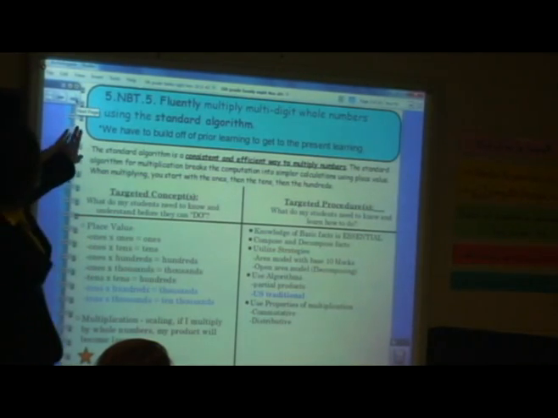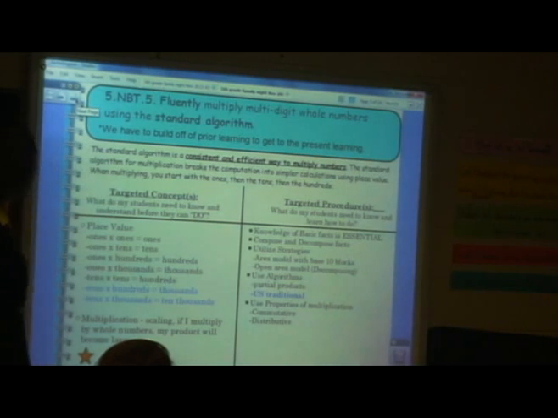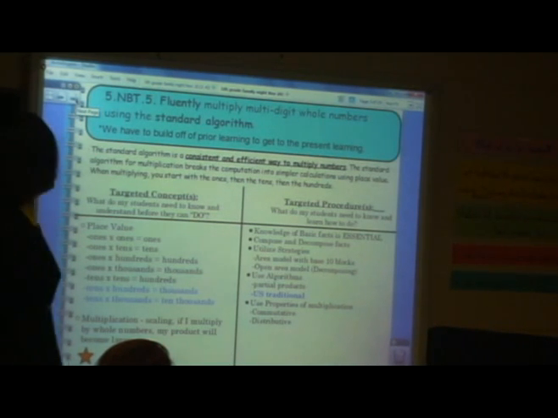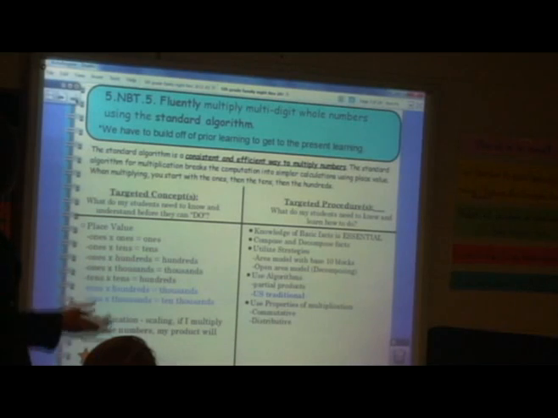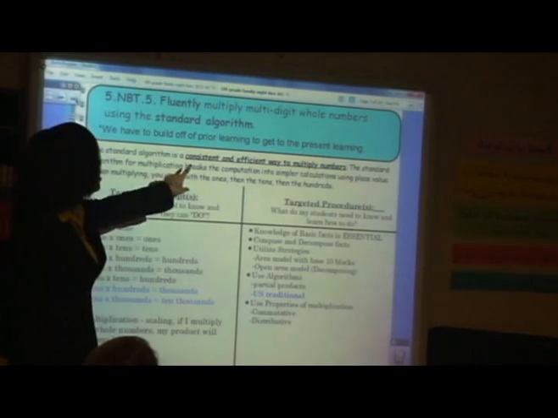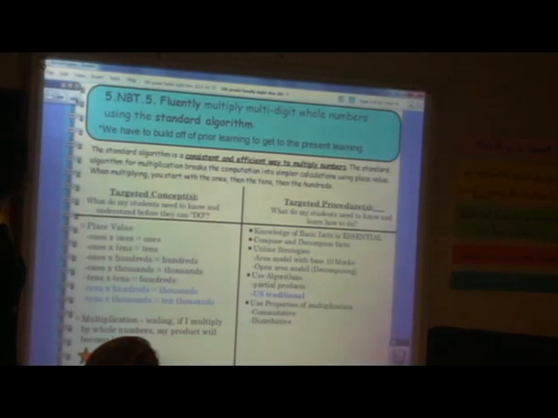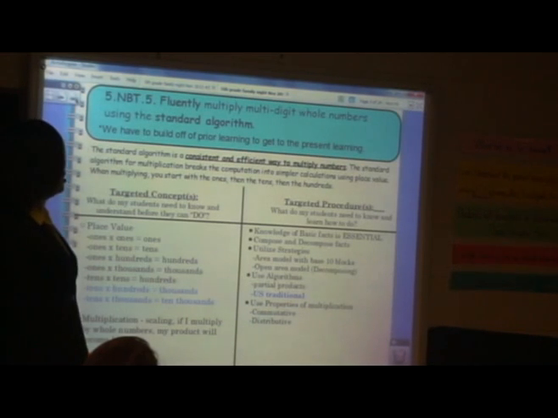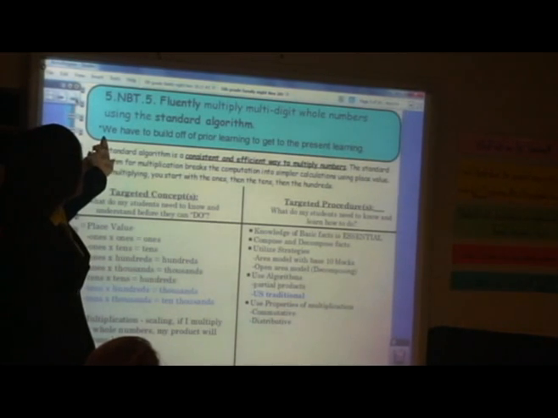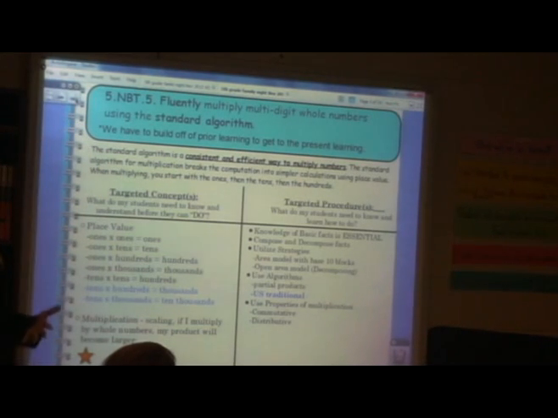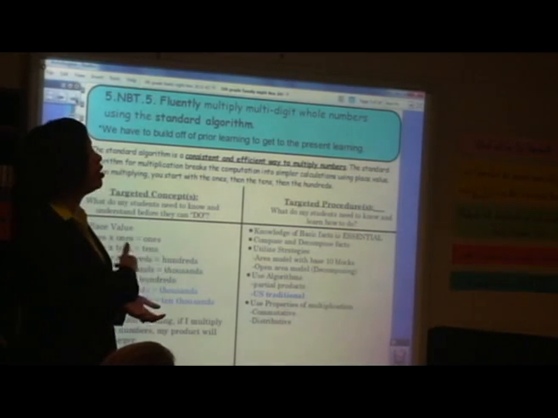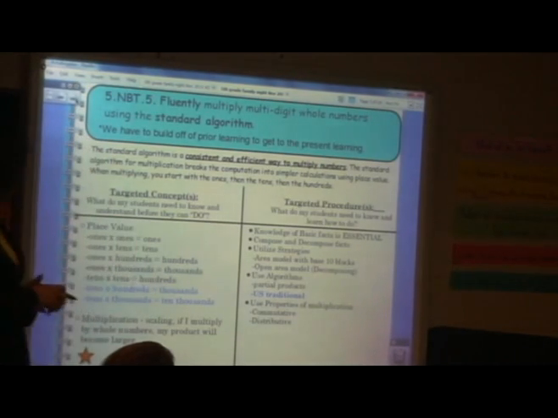Again, the standard for 5th grade is to fluently multiply multi-digit whole numbers using the standard algorithm. What standard algorithm means, we all thought it was just the way we used to multiply, but it means a consistent and efficient way to multiply numbers. So this week, today specifically, we're teaching them how to build off prior learning to get to the present learning. I told mine this morning to think about a flashback. We're flashing back to multiplication so you can see why we multiply.